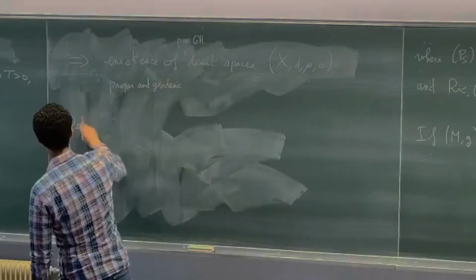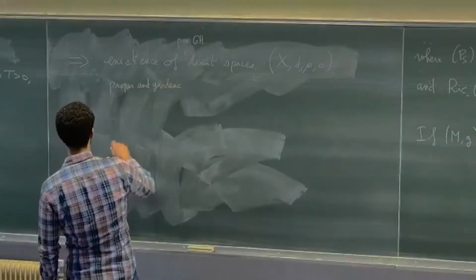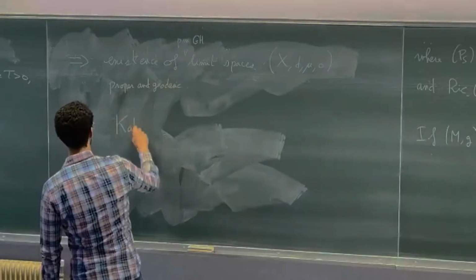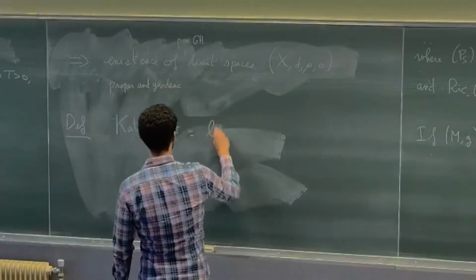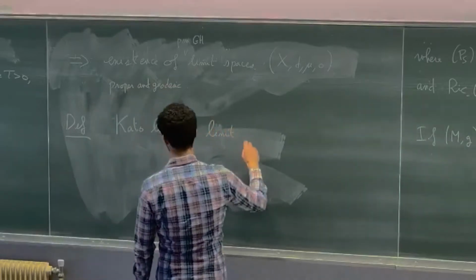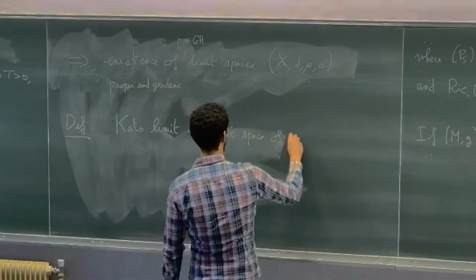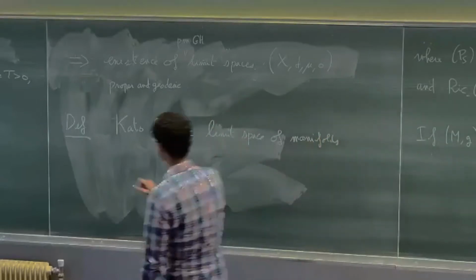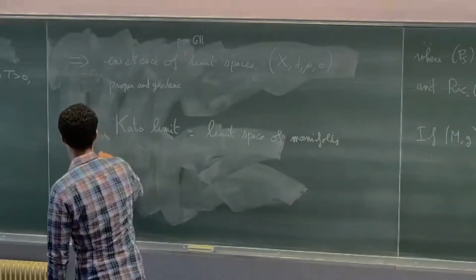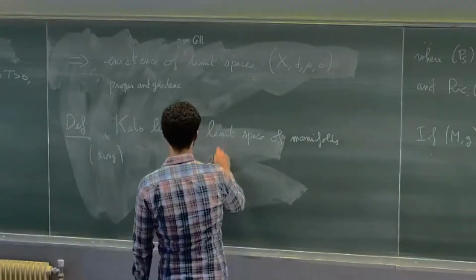By definition, we talk about Kato limits, considering a limit space of manifolds satisfying the Kato bound, and strong Kato limits, for manifolds satisfying the strong Kato bound.